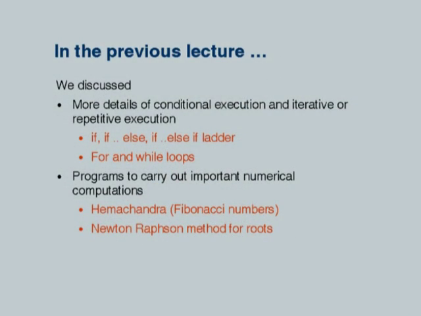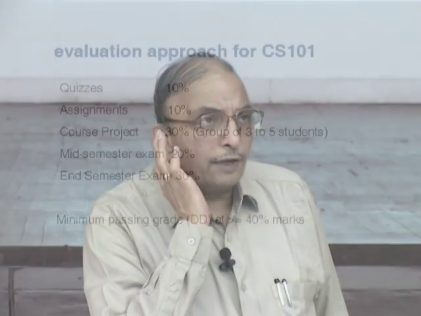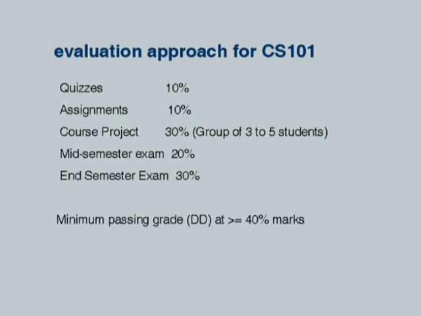We also discussed a couple of programs which carry out important numerical computations. We discussed the Fibonacci numbers, or the Hemchandra numbers as I prefer to call them, and the Newton-Raphson method for finding roots. We specifically took a simple quadratic and tried to solve for the roots in an iterative fashion. We found that we can get only one root by that method, as we saw yesterday. These are the few slides which I would like to repeat again.